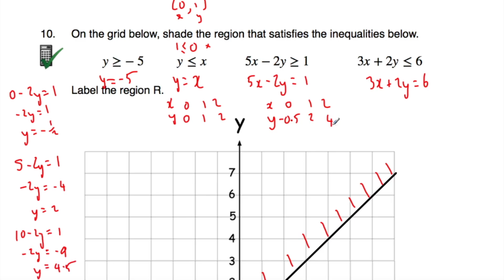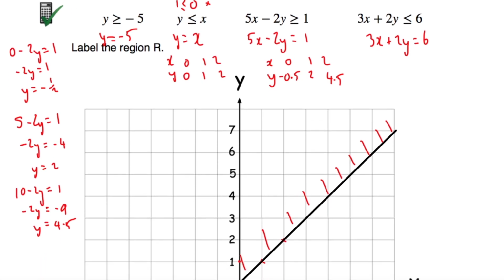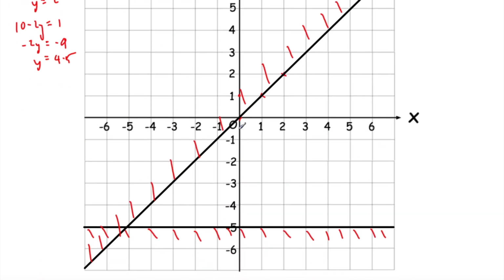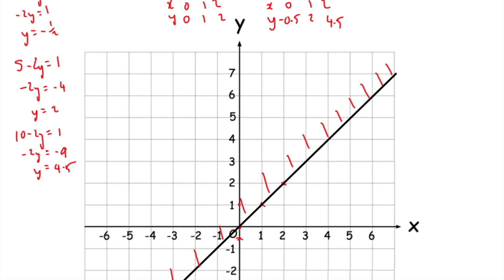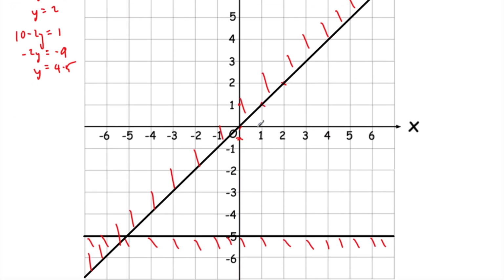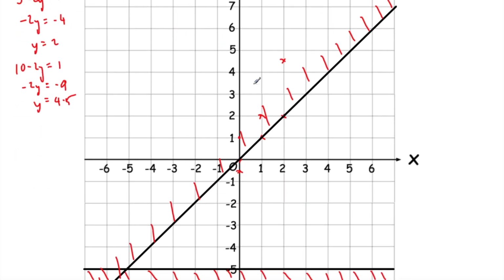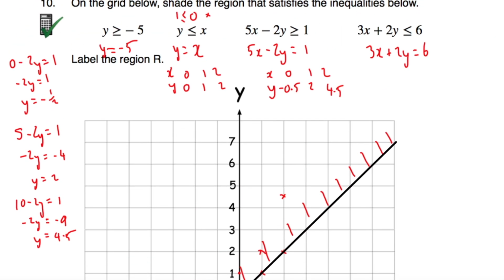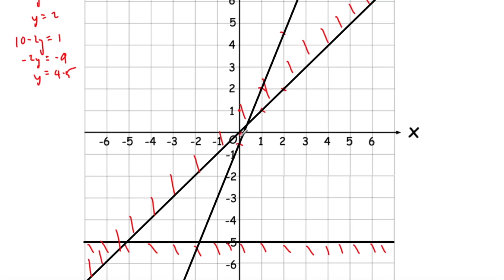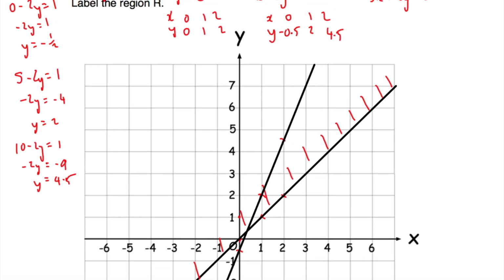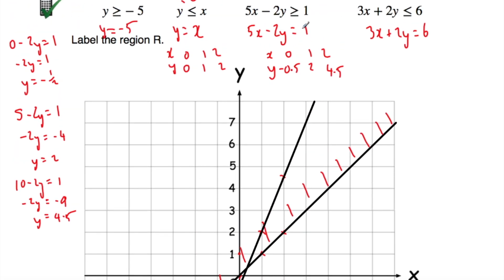So we've got 3 points here: 0, minus 0.5; 1, 2; and 2, 4.5. So let's plot them. 0, minus 0.5 will be there. Our next point, 1, 2, so 1 across 2 up will be there. And our next one, 2, 4.5, will be there. So we've got these 3 points here. Now let's draw a nice straight line through them, and it will be a solid line. Okay, so we've now got this diagonal line here, and that's the line of 5x minus 2y equals 1.